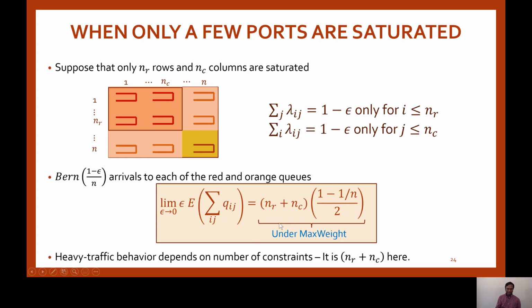So one of the key takeaways so far is that the heavy traffic behavior depends on the number of constraints that are tight, which is basically the number of facets that are intersecting at the point that you're approaching on the boundary. That determines the dimensionality of the region into which collapse happens. In this case, that is NR plus NC.